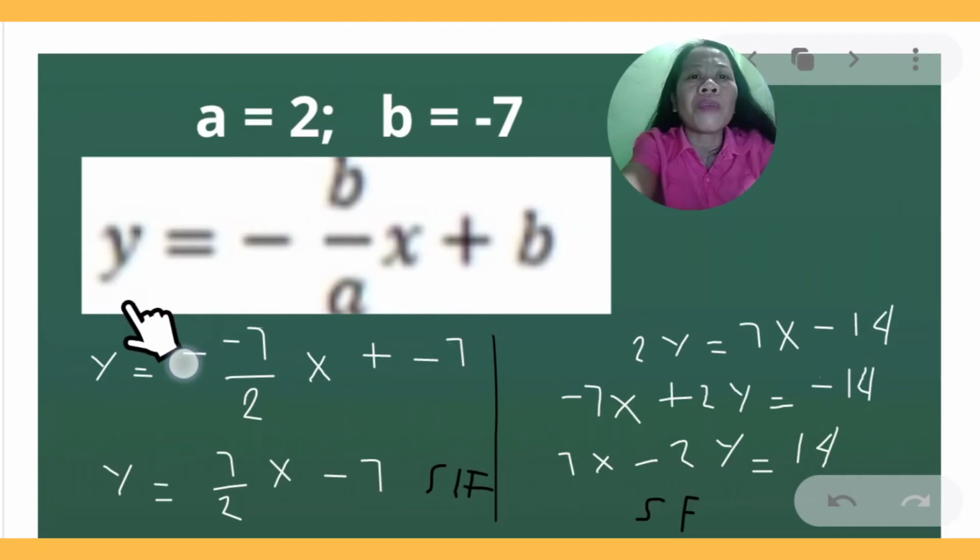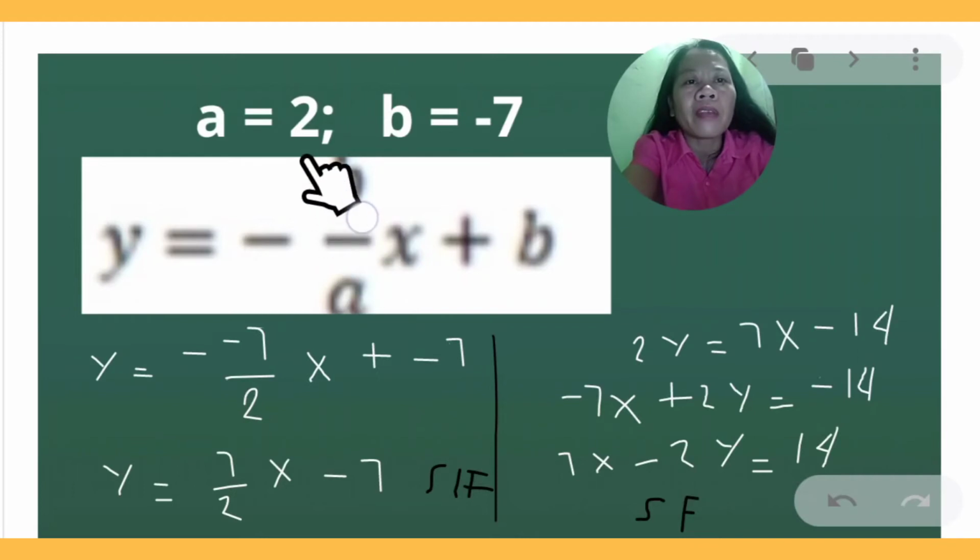So we're going to use the formula y is equal to negative b over a x plus b. So substituting, for example, we are given x-intercept of 2 and y-intercept of -7. So we're just going to substitute the numbers 2 and -7 to the formula. So we have y equals, and then this negative sign here, just copy. And then for our b, that is -7. So we have -7 for b. This other negative sign here is coming from the formula. So be careful with the sign.